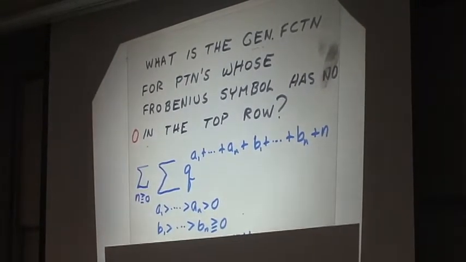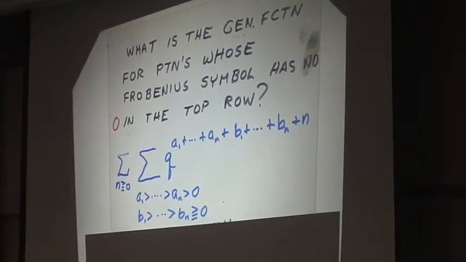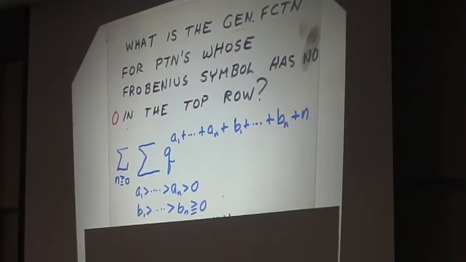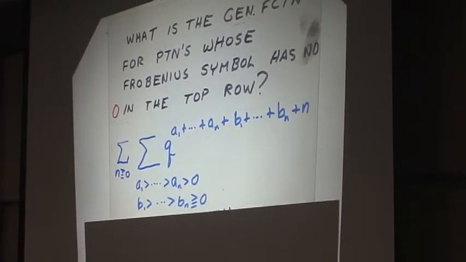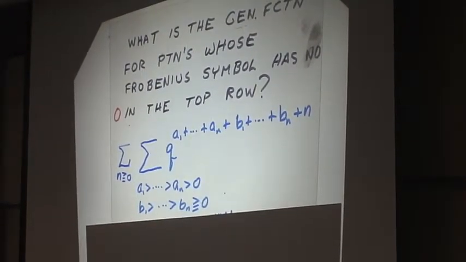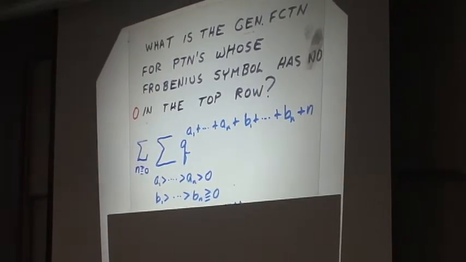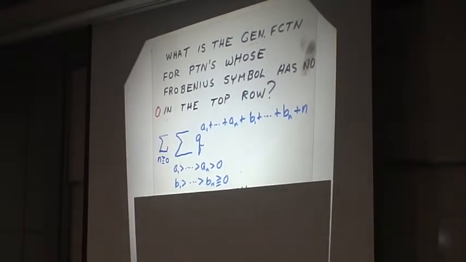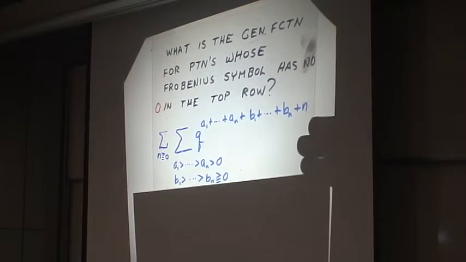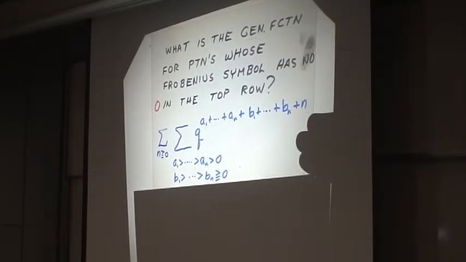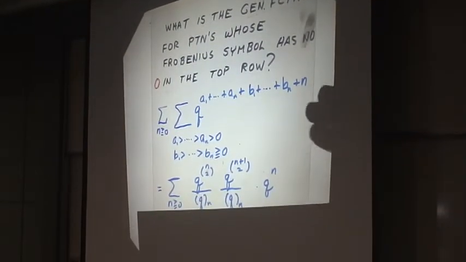So we're going to look at those generating functions whose Frobenius symbol has no 0 in the top row, so that it has a positive entry, so we're going to have an odd number of turns in the related CSSAW. So what is this? Well, this is just a standard partition theoretic argument.